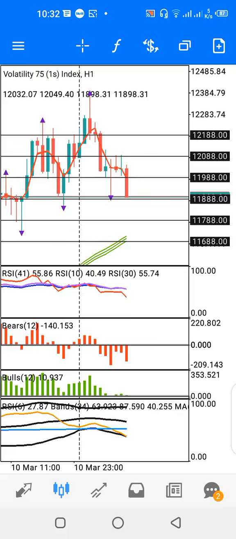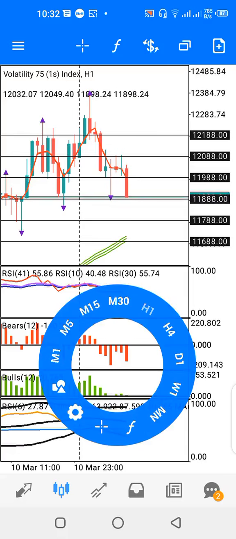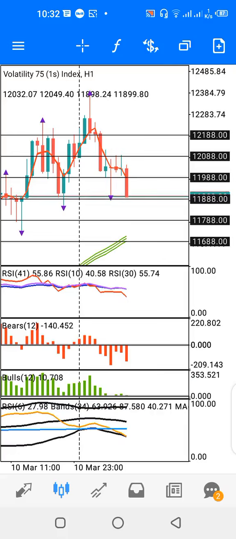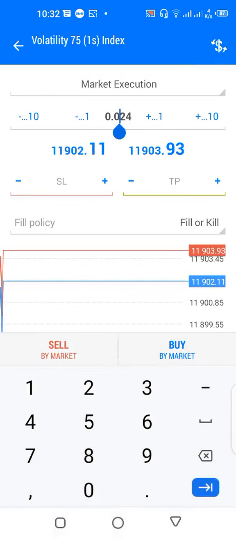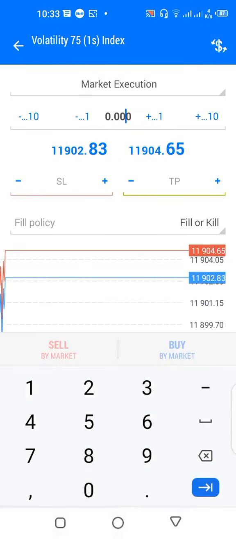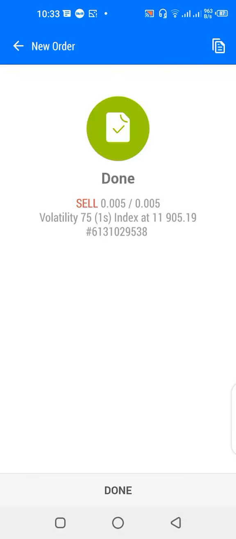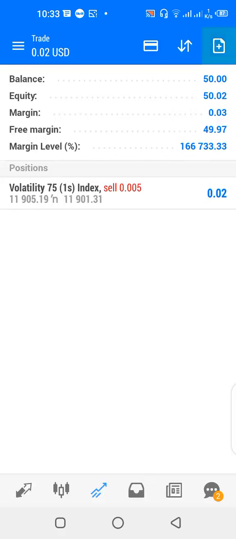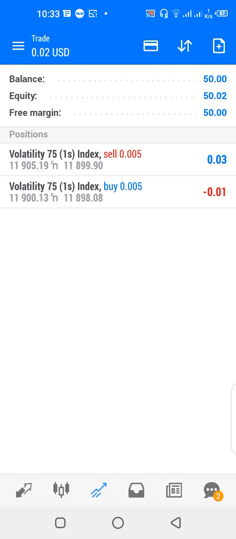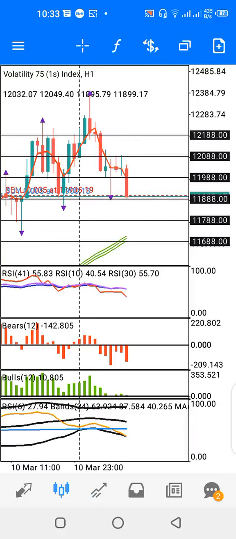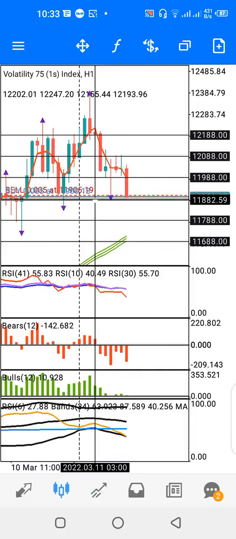Okay, now the minimum lot size is 0.005. So I'm going to place a buy and sell trade of 0.005, which is the minimum lot size for V75 1S. I'm going to place it at the 88 mark. Okay, that's my sell trade and this is my buy trade. Place the trades concurrently at the same time at the 88 mark. So it's placed around the 11888 mark.